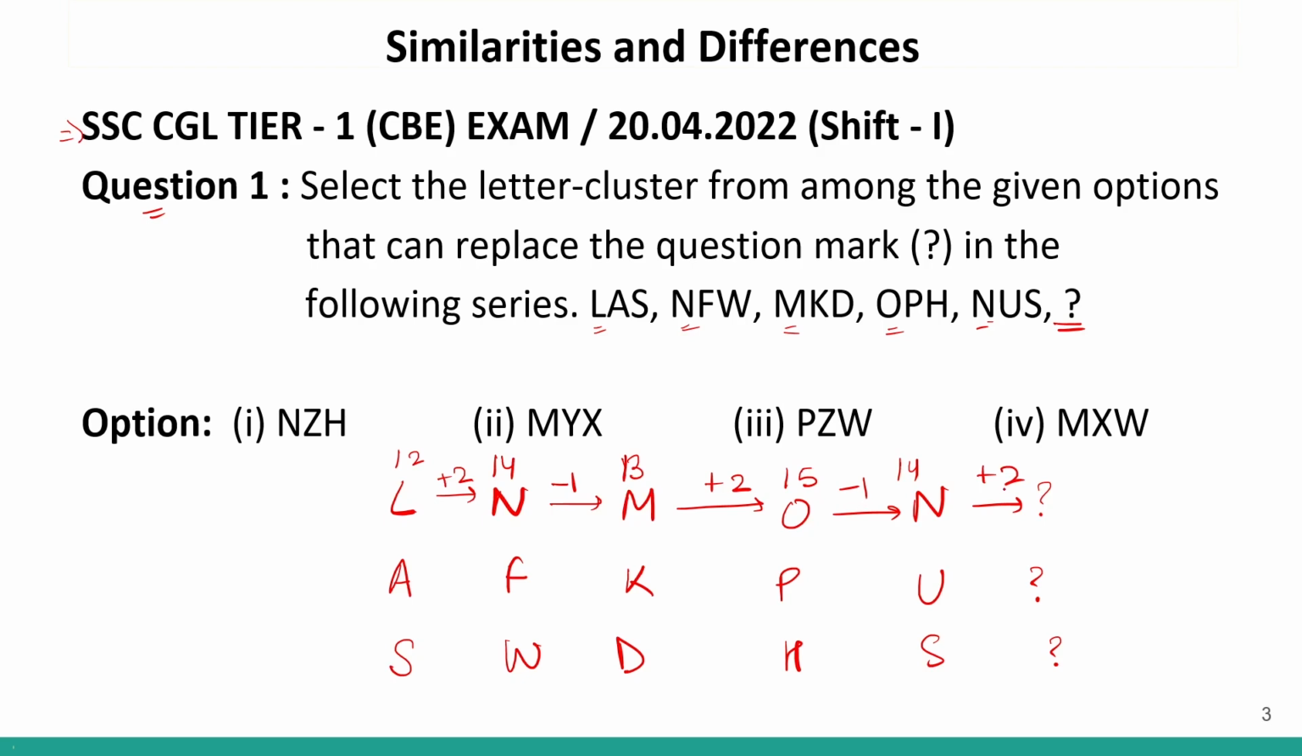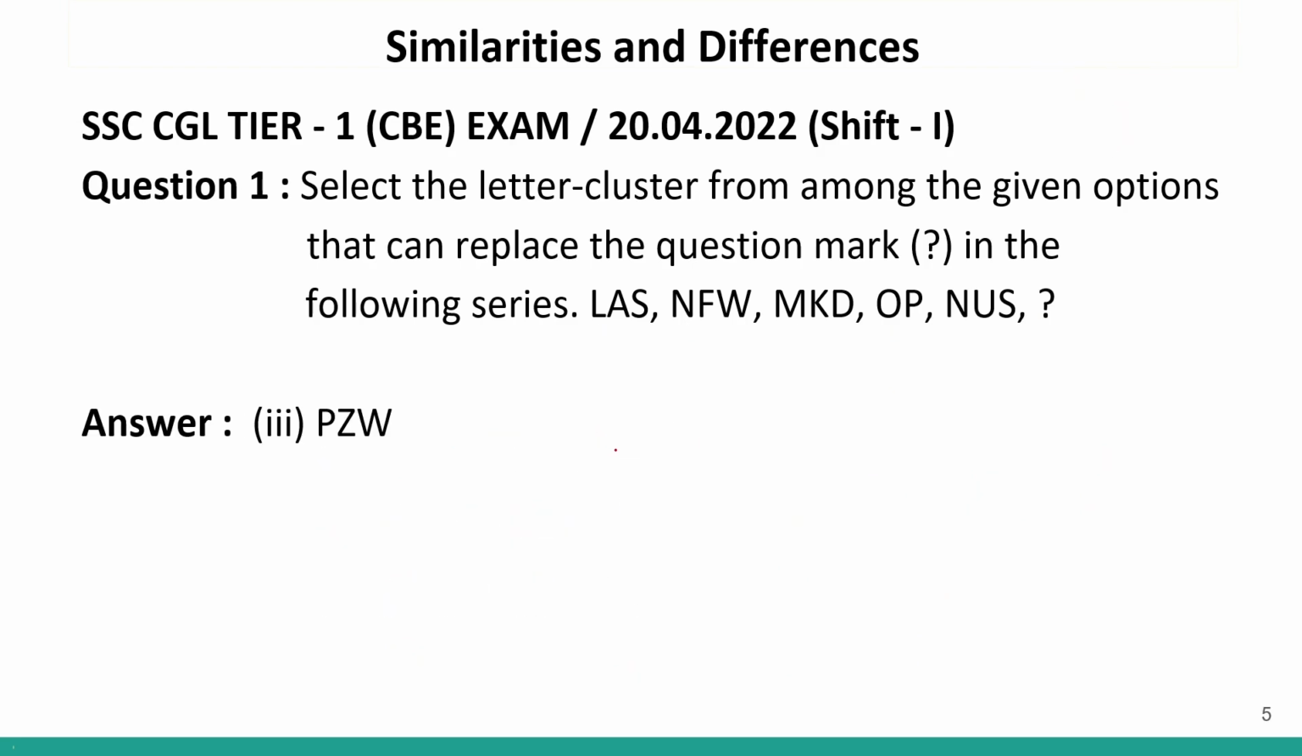So now we'll go 2 positions forward. If I go 2 positions forward from N, I'll get the 16th position, which is P. So my answer will start with P. Out of all the given options, the only option that starts with P is option number 3. So using the elimination approach, I can simply eliminate the other 3 options and our answer will be option number 3, PZW. This is how you have to solve in your exams as well.